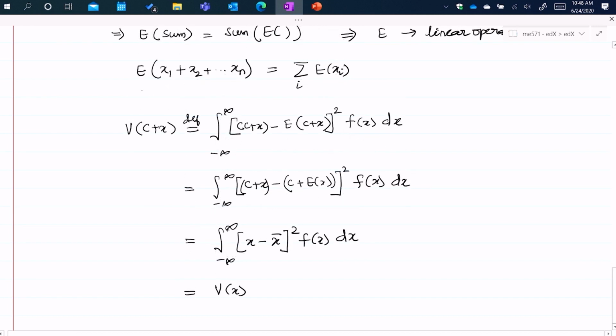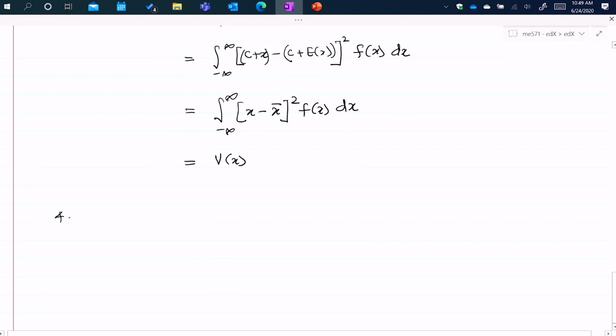So the linear operator property of expected value is something that we will use again and again. Maybe I should have written this as expected value of the summation of xi. Xi are random variables. Okay, they're also independent.